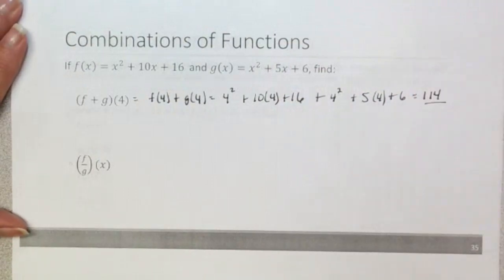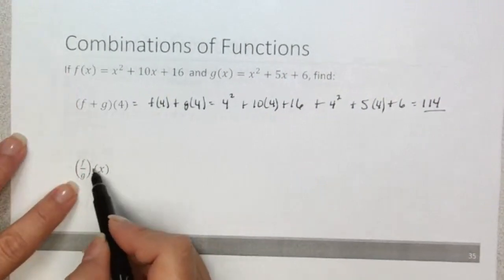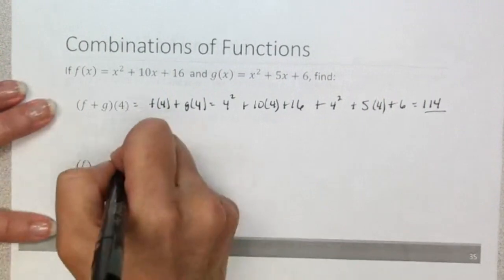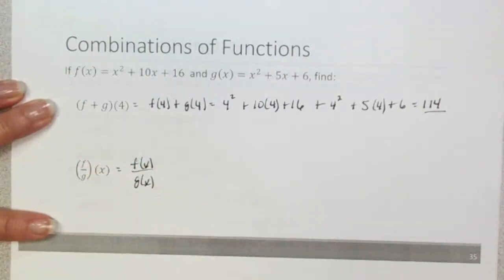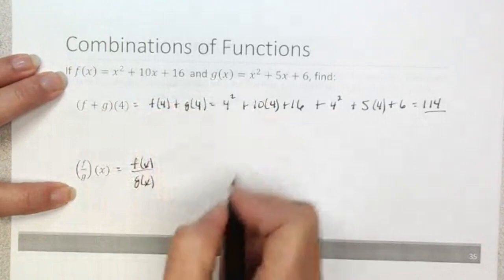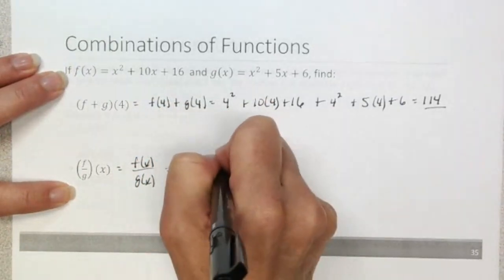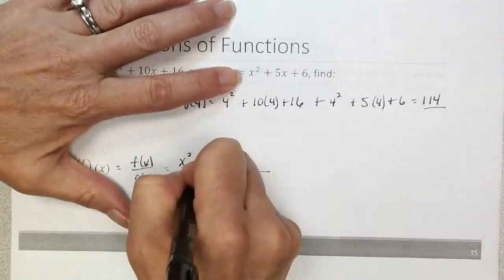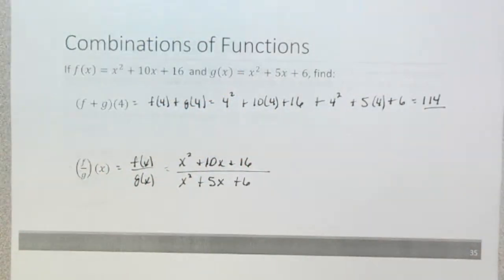Okay. Now look at this second example here, f divided by g of x. We're back to finding a general representation of f of x divided by g of x. Well, f of x is defined as x squared plus 10x plus 16. G of x is defined as x squared plus 5x plus 6. All right, is that it? That looks like the function we wanted.